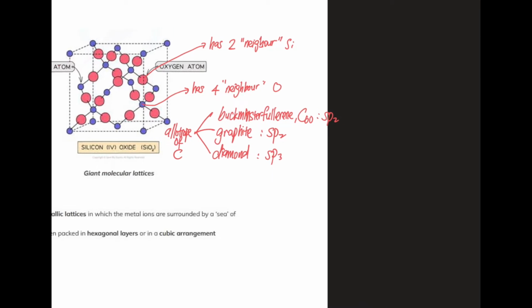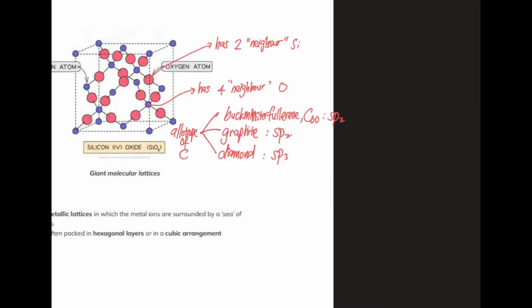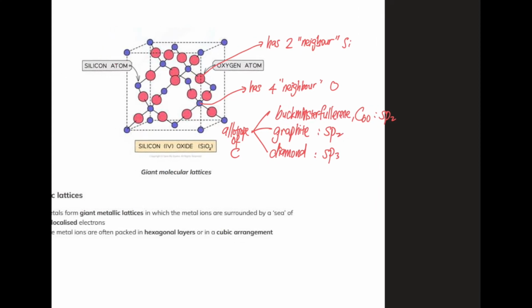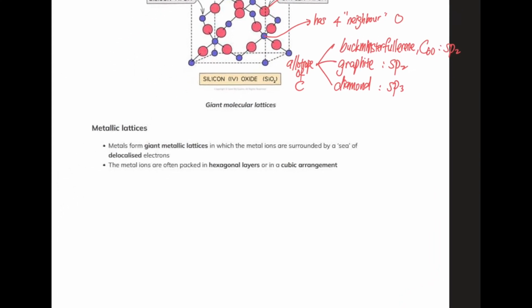Okay, sp2, if you still remember, is trigonal planar, the shape. And sp3 is tetrahedral. And silicon(IV) oxide is also tetrahedral. Yeah, so now we have done covalent lattices. Now we look at metallic lattices.